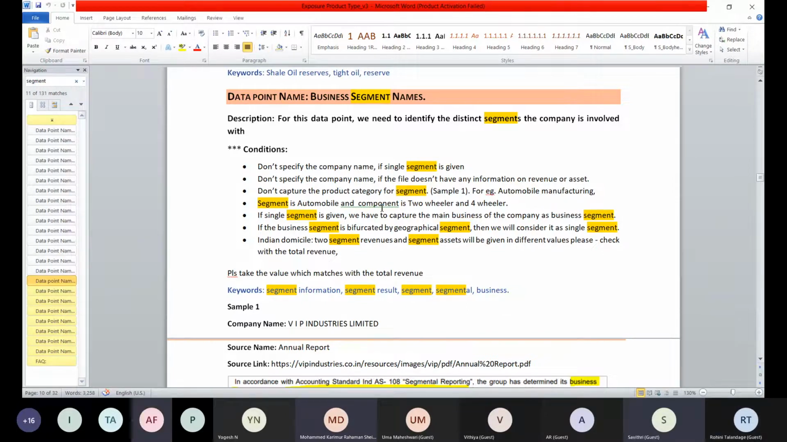So if you have the revenue breakdown for two-wheeler and four-wheeler, then it is not a segment. It is just an automobile manufacturing company, but they have given the breakdown as: from two-wheeler we generated this much revenue, from four-wheeler we generated this much revenue, and totally this is our revenue. So if they're providing the breakdown of revenue like that, that is not a business segment.